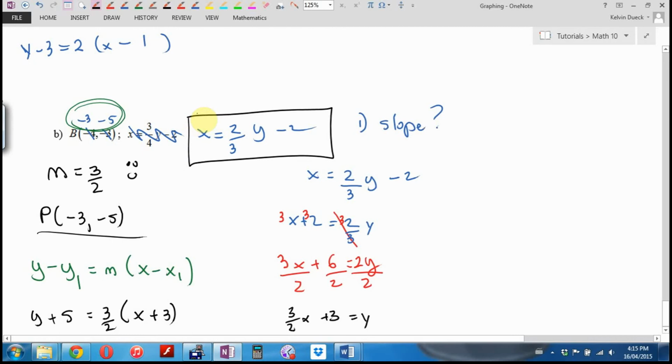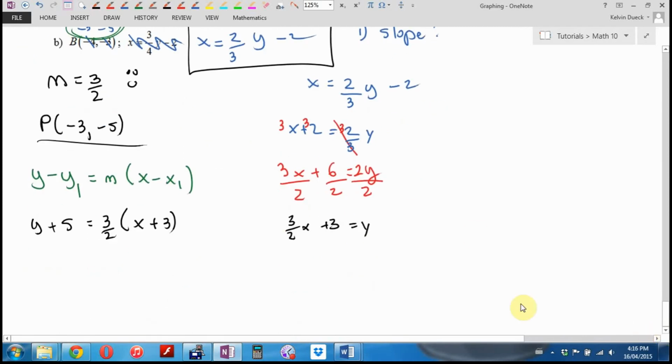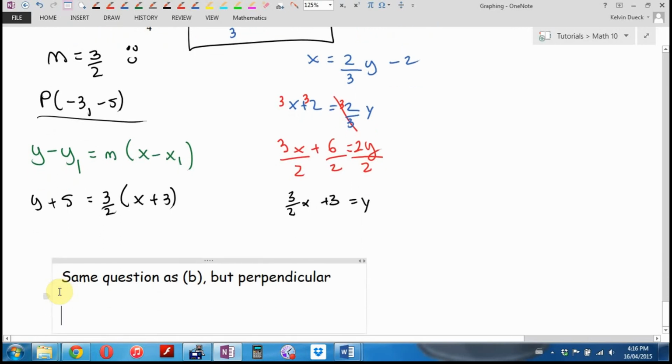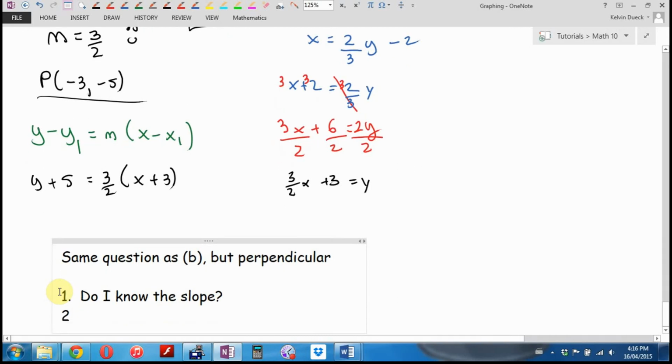Parallel means same slope. What if they had done the same question but perpendicular? Because you guys said, I don't know what that means. I would start out all the same. I would ask myself two questions. My first is, do I know the slope? All of my efforts are to find the slope. And my second question is, Adrian, do I know the point? Do I have a point?